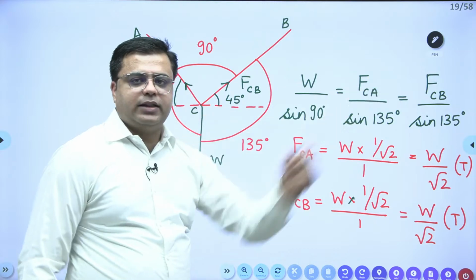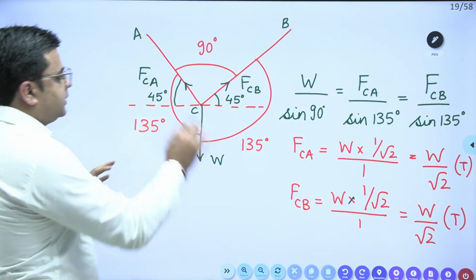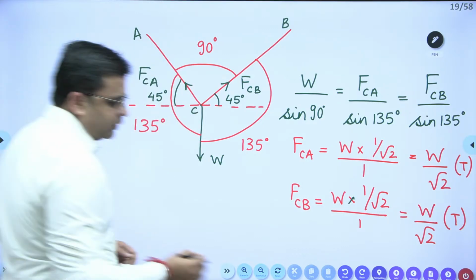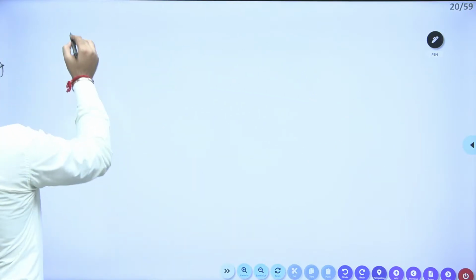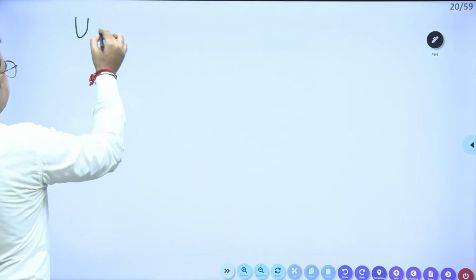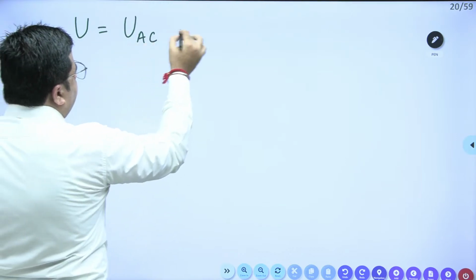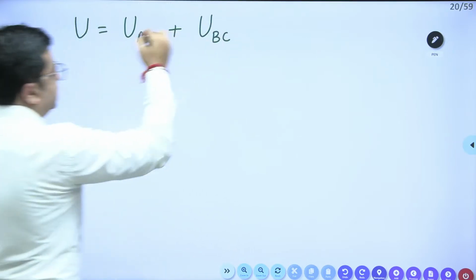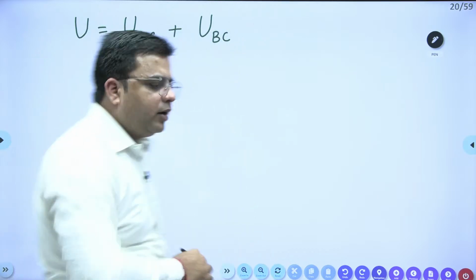Correct, Prashant, it is Lami's theorem. So using Lami's theorem, we can simply determine the member forces. Once we have the member forces, we can calculate the total strain energy of the medium. So the total strain energy of the medium is equal to the strain energy stored in member AC plus the strain energy stored in member BC, right?